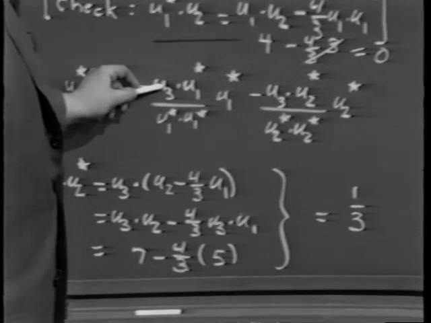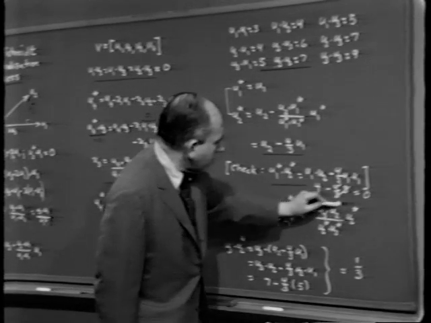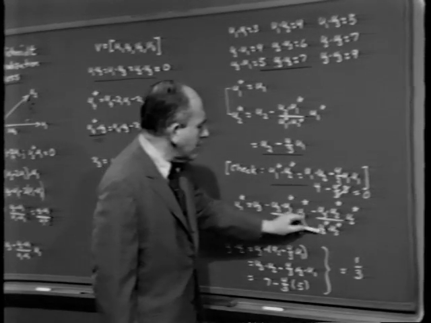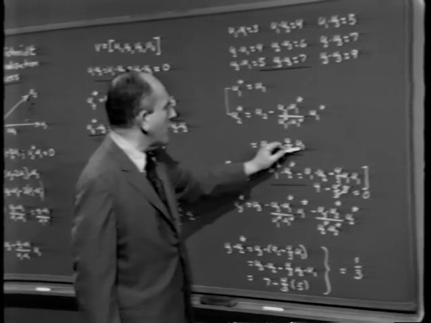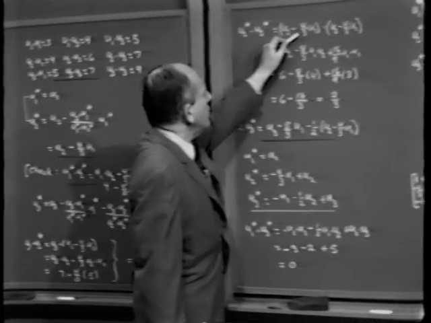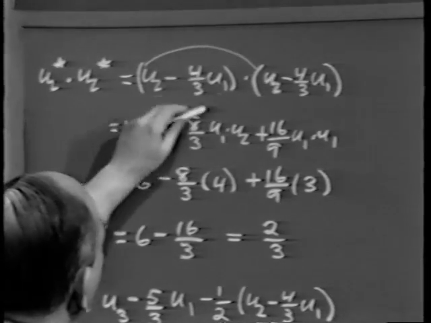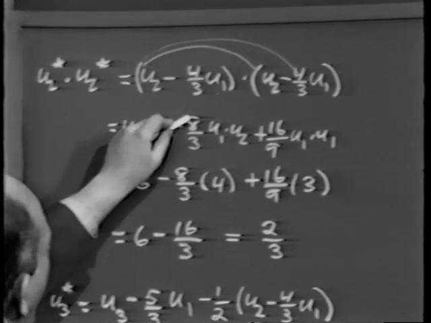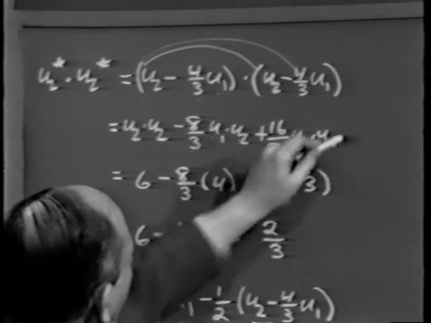So let's see what I know now. I know now how to handle this numerator. u3 dot u2* is 1/3. How do I handle u2* dot u2*? u2* is u2 minus 4/3 u1. So to find u2* dot u2*, I have to dot u2 minus 4/3 u1 with itself. If I do that, and again notice how these rules work the same way as for ordinary algebra, I get u2 dot u2 minus 8/3 u1 dot u2 plus 16/9 u1 dot u1.